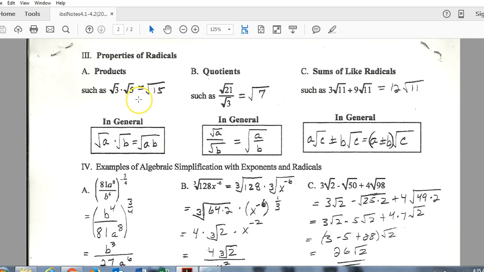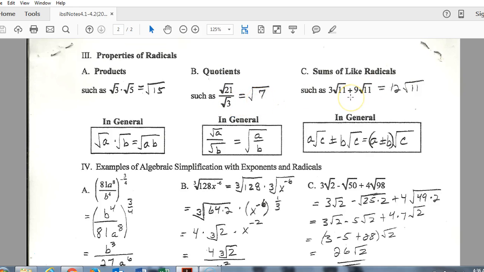All right. Properties with radicals. So just basic multiplying radicals. As long as they are both radicals, you can always multiply. So you get the square root of 15 on something like that. Again, you can always divide as long as both of them are the same root. So this is a square root and a square root, so I can divide and get the square root of 7.